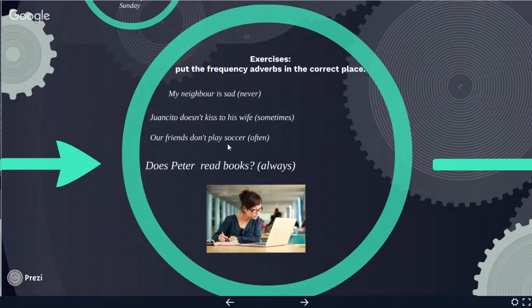Our friends don't play soccer. This is simple present. Often is the frequency adverb, and for that reason it goes before the verb. Our friends don't often play soccer. Does Peter read books? Always is the frequency adverb. Does Peter read books? It is simple present. For that reason I say, does Peter always read books?